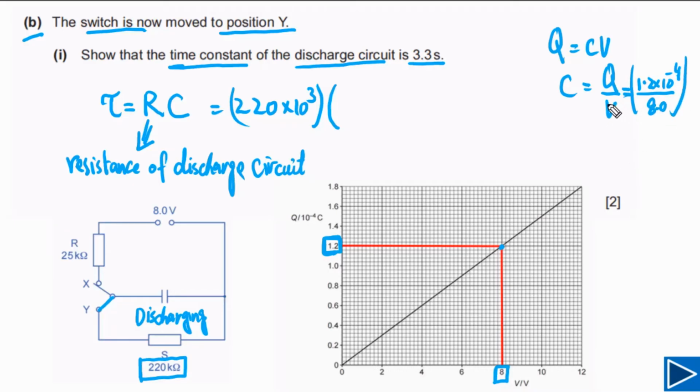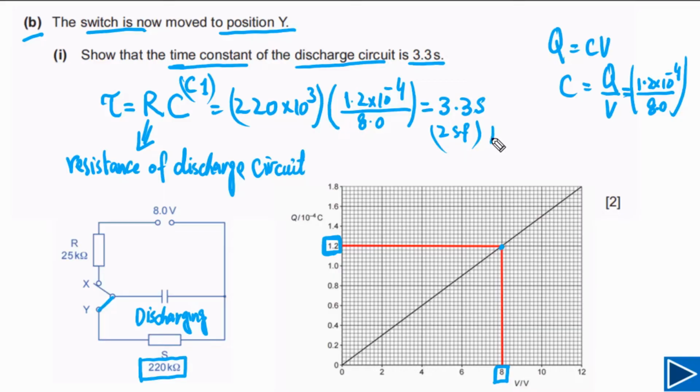Now simply we can plug in the value of C and we can calculate tau. So the value of C is 1.2 times 10 to the negative 4 divided by 8.0. So our final answer in this case is 3.3 seconds to 2 SF. Because this data has 2 SF, this also has 2 SF. So the least number of SF we have is 2. And this is our final answer. This question has 2 marks. The first mark you will get if you have used this formula. And the second mark you will get if you have got the right answer.